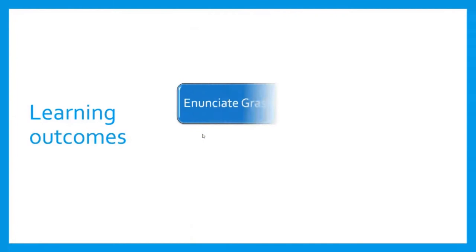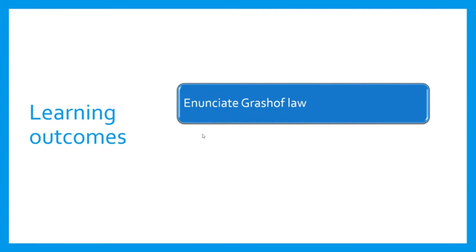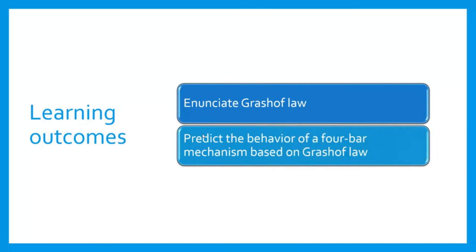So today, at the end, you will be able to tell what the Grashof law is. This is the first thing, but most important is to use the Grashof law to predict the behavior of a four-bar mechanism, to tell if a four-bar mechanism, depending on the length of bars, is a double crank, rocker, or double rocker.